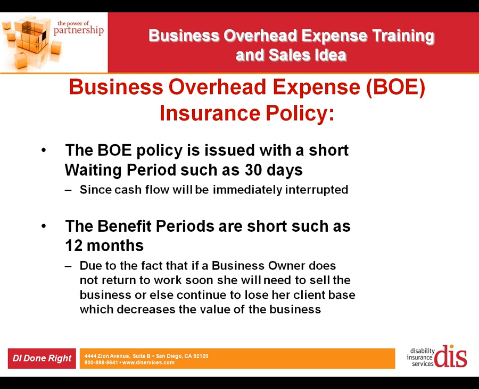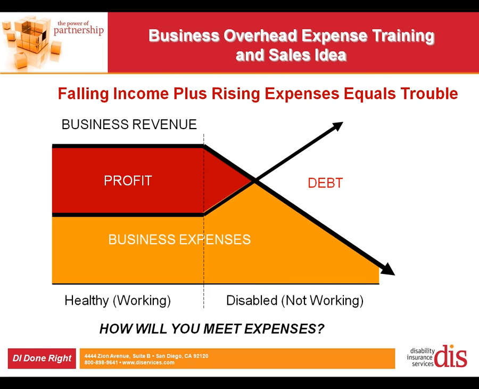If they're disabled and they don't return to work soon, what are they going to do with the business? They're going to have to make a decision. He or she will either need to sell the business or else they're going to continue to lose their client base, which essentially is going to end up decreasing the value of the business. So that's why you won't see a BOE policy have a benefit period of longer than 2 years. If you're out for more than 2 years, you have a decision to make. You're either going to go back to work or you're going to sell your company. So just to sum things up, 30-day is your most common elimination period, and your benefit period is typically 1 year. There are alternative options, but this is what we usually quote.